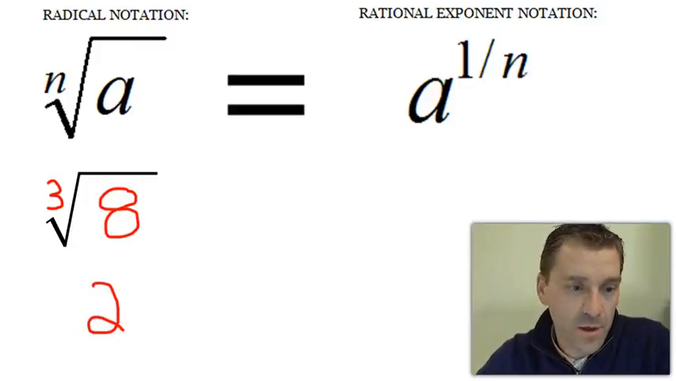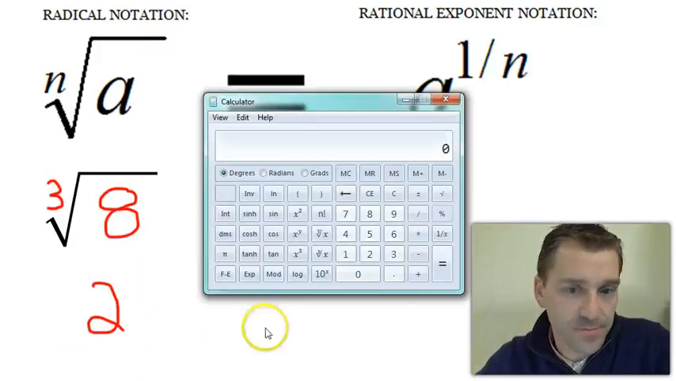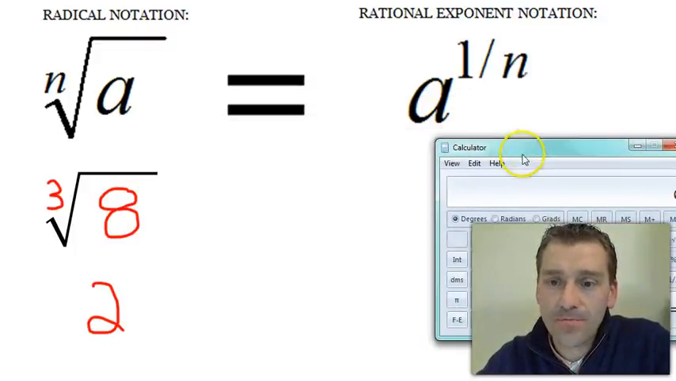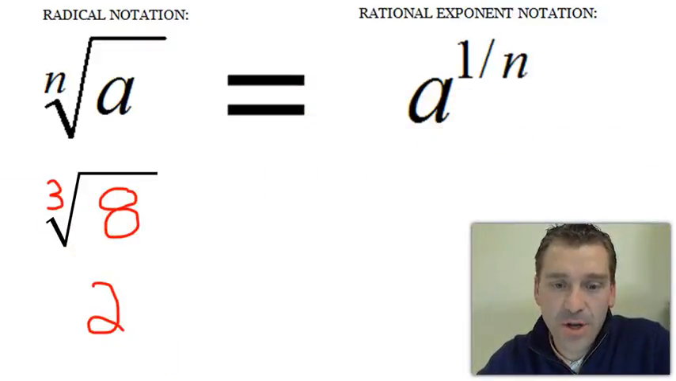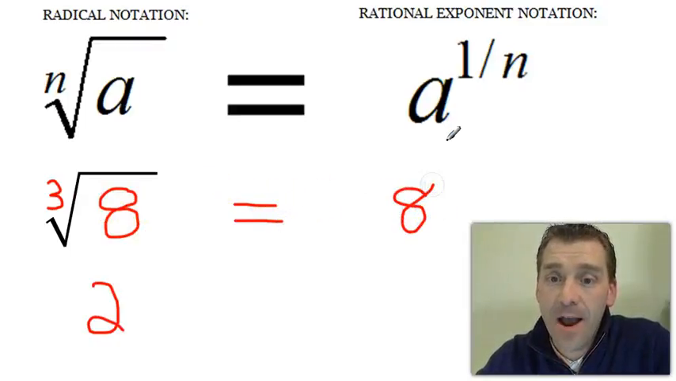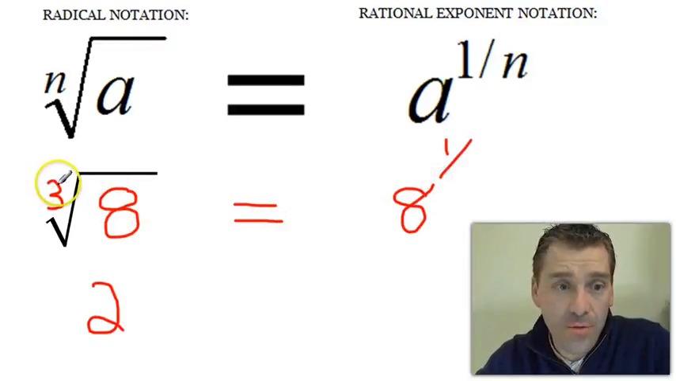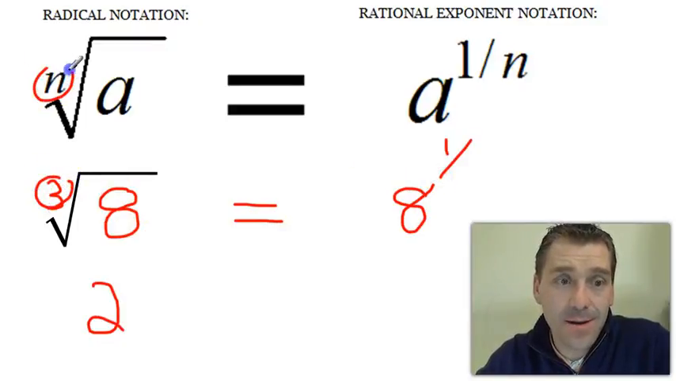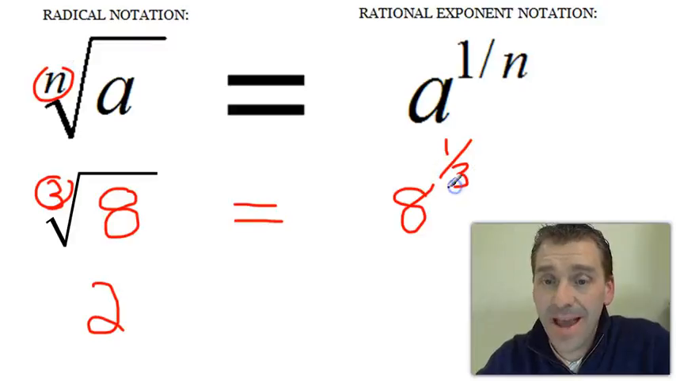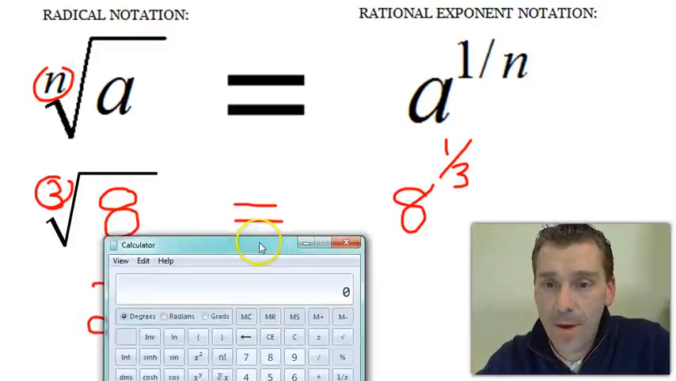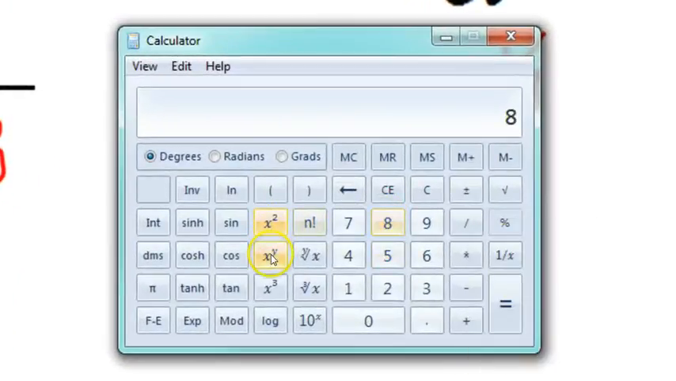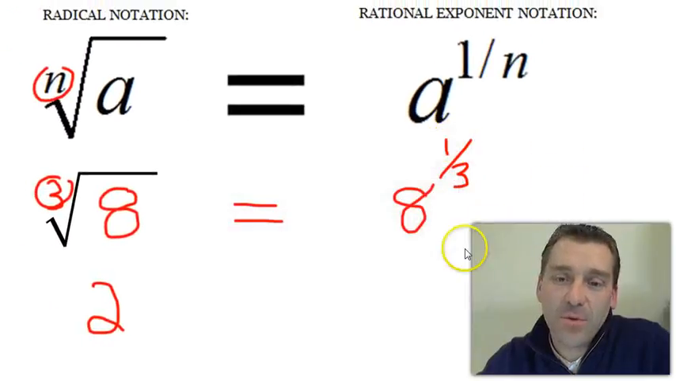So the cube root of 8 is just a 2. Well, watch this. Let me pull up my calculator again. For some reason it disappeared. I'm going to show you that this expression, cube root of 8, is the same thing as 8 as my base, with a fractional exponent of 1 over this 3, which is the n right here. So it's the same as 8 to the 1/3 power. Here we go. 8 raised to the 1 divided by 3 power equals. Oh, look at that. It's 2. So there are 2 simple examples of how it works.